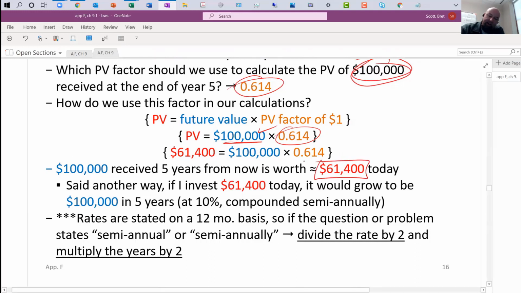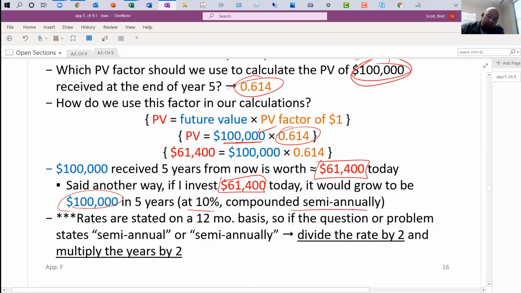So what is the present value of 100,000? Now it's 61,400. Previously, it was like 62,100. Now it's slightly lower because we're compounding. So bottom line is, how do I interpret this? If I invest $61,400 today, it would grow to $100,000 in 5 years, assuming a 10% compounded semi-annual investment.